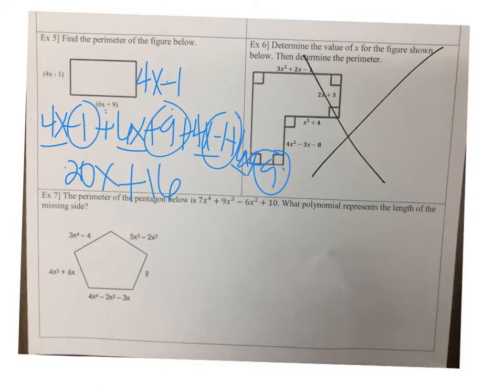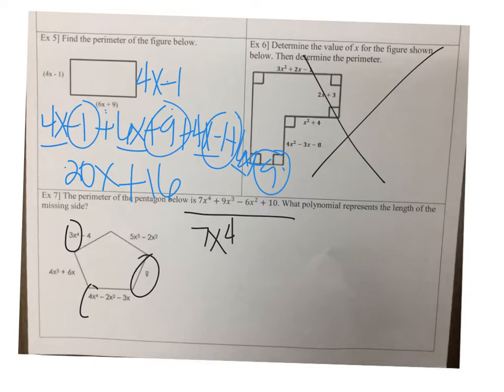All right, so perimeter is 7x to the 4th plus 9x cubed minus 6x squared plus 10 for this pentagon. We want to know the length of the missing side, so we're going to be missing some stuff. We're trying to make this. So let's see what we have so far and see what else we need to do. So we have 3x to the 4th and a 4x to the 4th. So right now we have 7x to the 4th. We do not need any more x to the 4th for this side over here. Okay, we don't.